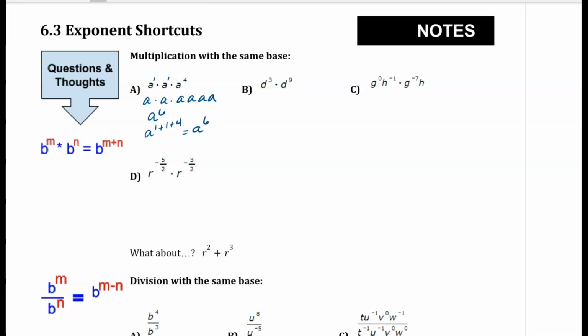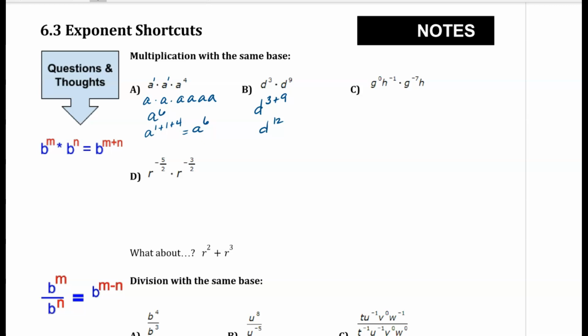together. So when I see a problem like D to the 3rd power multiplied by D to the 9th power, instead of listing them all out, I can just raise D to the 3 plus 9 and then simplify that sum, D to the 12th power. Now it only works if you're multiplying and if your bases are the same.